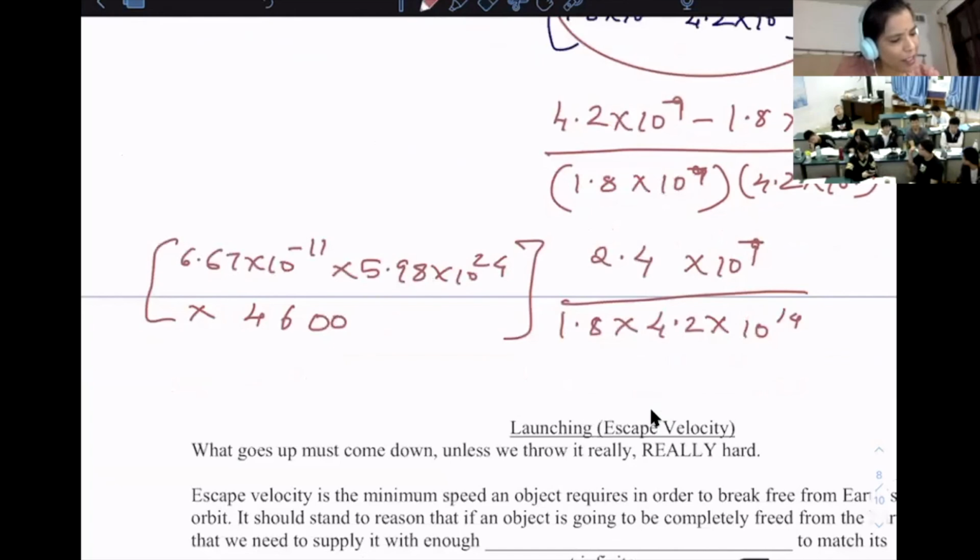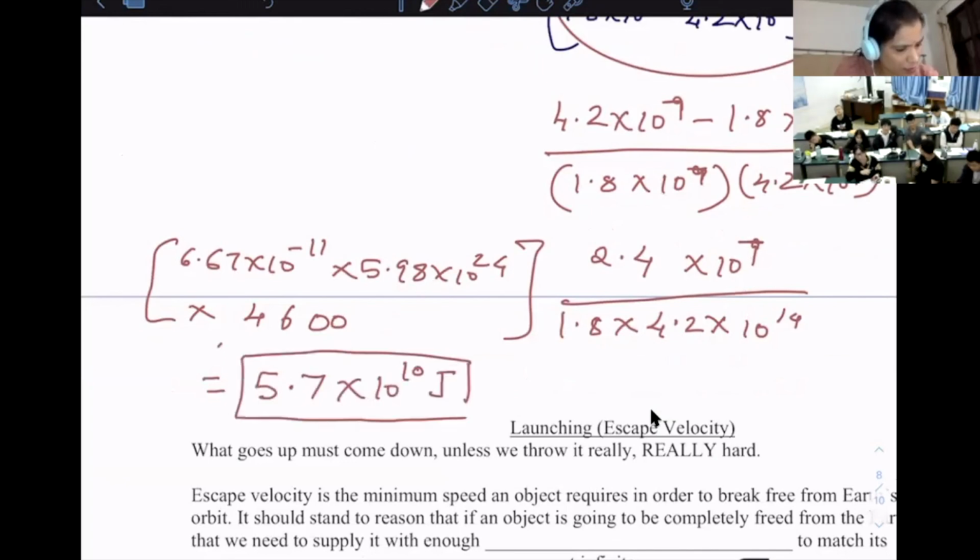Poya, is your point about the negative value clear or is it still not clear? It's clear, because the 1.8 is in the denominator. Yeah, so it should be positive.